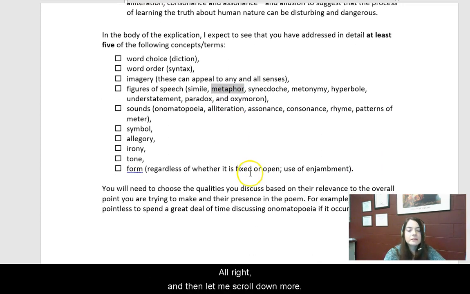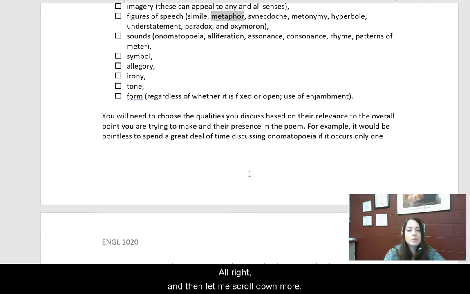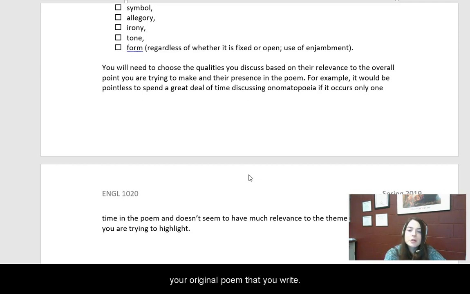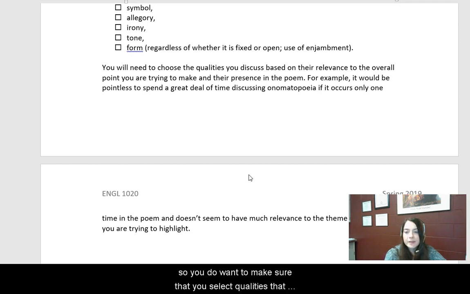All right, and then let me scroll down a little bit more. You do want to make sure you choose qualities from your poem that are really relevant to the poem that you're teaching. I'm not talking about your original poem that you write. I'm talking about the poem that you're teaching. So you do want to make sure that you select qualities that will give you ample evidence.